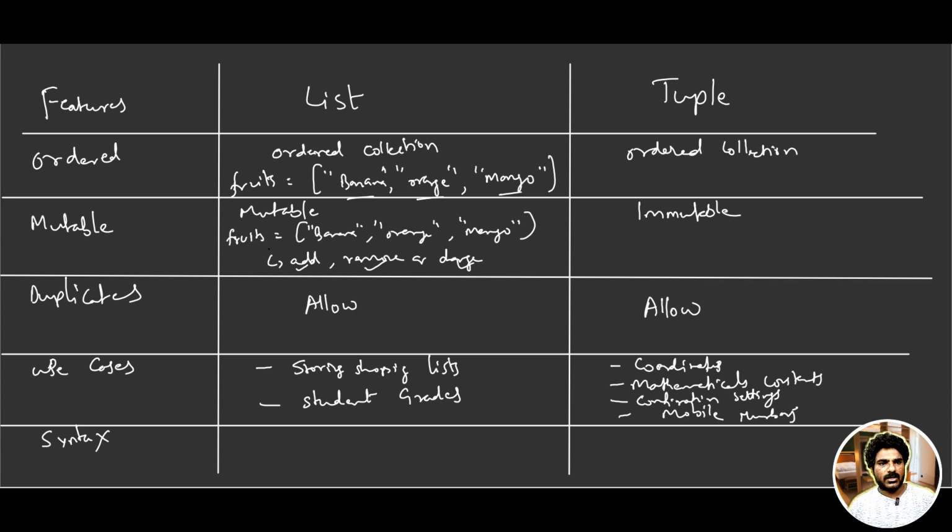Coming back to the last feature, syntax. If you see the syntax, a list uses something called square brackets.